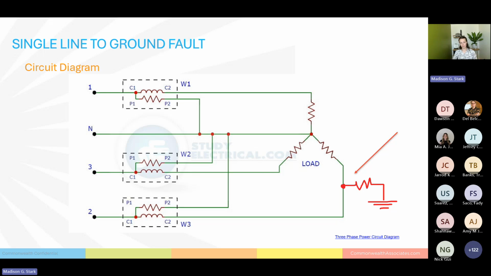So electrically, this is what it looks like. To orient you to my graph, you have your 1, 2, and 3 phases with your neutral. So this is a 3-phase system with a neutral. And then a single line to ground fault, you have a point of continuity through some impedance to ground. And this right here is your fault. That's it. Pretty straightforward. Just a connection to ground outside of your circuit configuration.